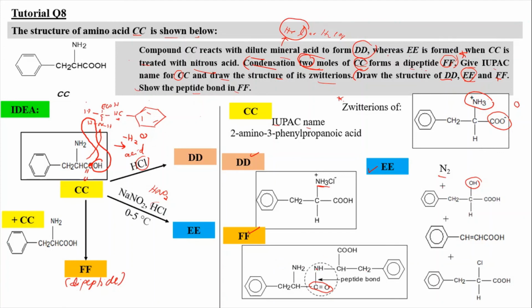And the connection between the NH and the C double bond O of the CC and CC here is going to be named the peptide bond. And the whole structure here is known as a dipeptide, because it is a combination of two amino acids. So if two, it will be a dipeptide. If three, it will be a tripeptide. If more than 30, it is going to be a polypeptide.